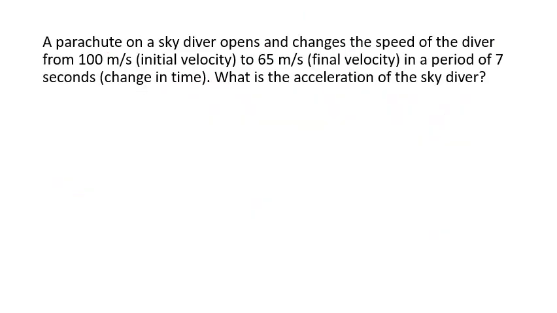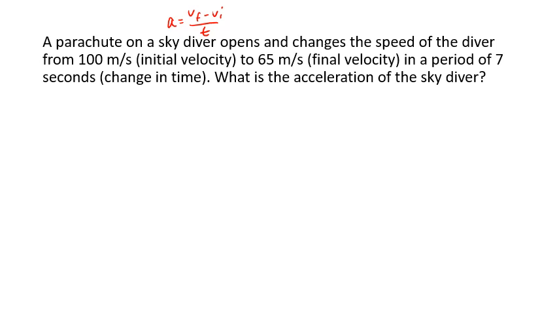For our next problem, a parachute on a skydiver opens and changes the speed of a diver from 100 meters per second to 65 meters per second in a period of 7 seconds. What is the acceleration of the skydiver? So first of all, let's think about this qualitatively. It changes the speed. We start at 100 and we're going to 65. So is that slowing down or speeding up? Of course, that's slowing down.